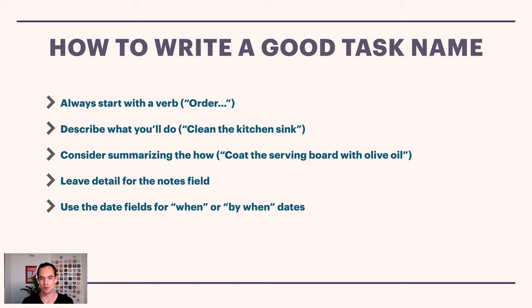A good task name should also describe what you're going to do. This one's pretty obvious, right? Clean the kitchen sink. But consider summarizing the how. I find that a lot of people write task names that are quite short and not super descriptive. Clean the kitchen, maybe that works for you, but there are a lot of things in my kitchen I don't necessarily want to clean every single time I write that down. So, for example, you might say, coat the serving board with olive oil.